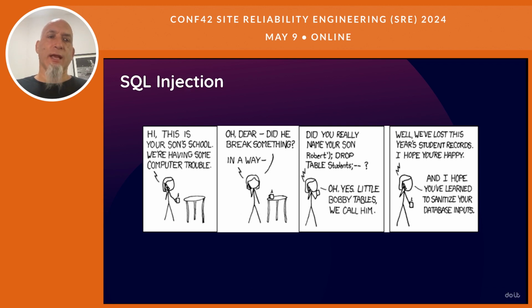Another example of an attack is SQL injection. Famous comic strip where the mother gets a call about her son, and her son's name is Robert, quote, parenthesis, semicolon, drop table student, semicolon, dash, dash. And little Bobby Tables has been entered in the database of the school, and they've lost all the student records.